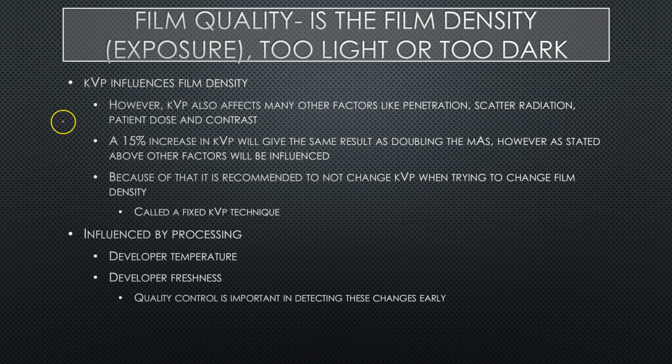KVP also influences the film density. However, it affects other factors such as penetration, scatter radiation, patient dose, and more importantly, contrast. Increasing the KVP by 15% will give you the same result as doubling the MAS. However, it will influence other aspects of the film that may or may not influence the density.